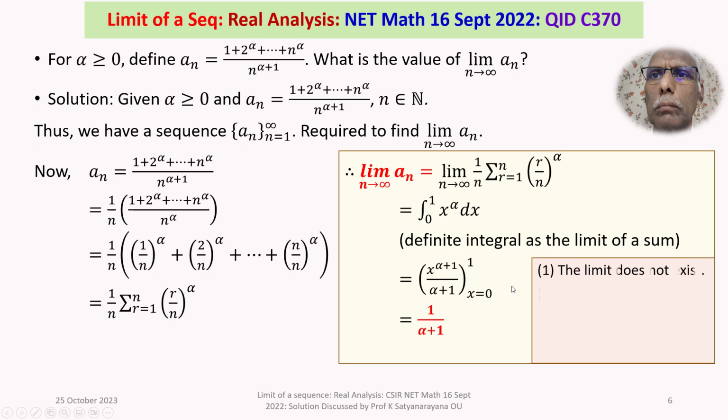So let's look at our options. Our answer 1 by alpha plus 1 appears against option 3. Therefore, the answer to this question is option 3.